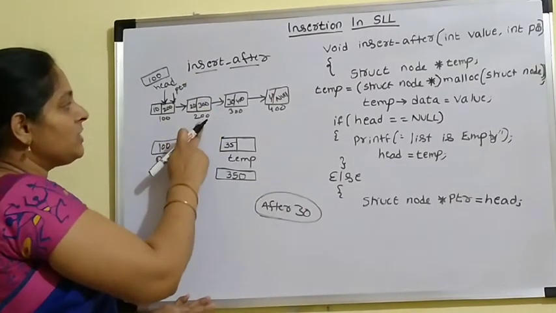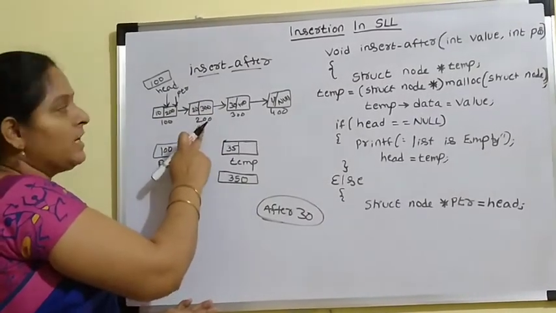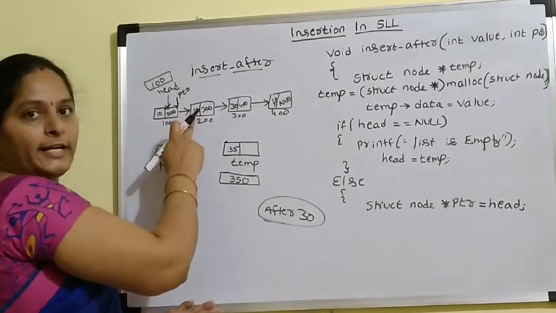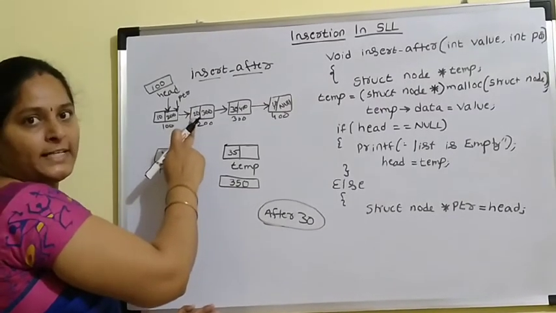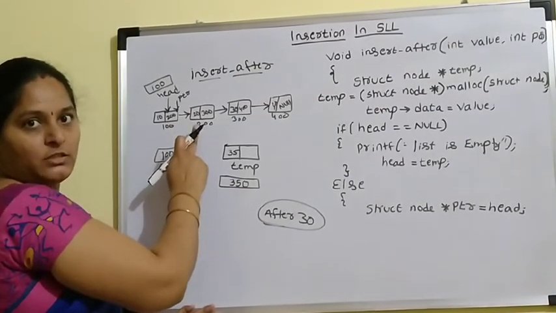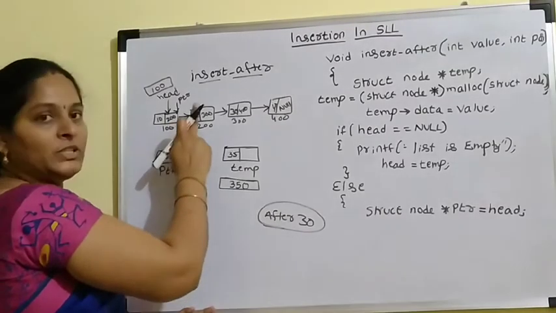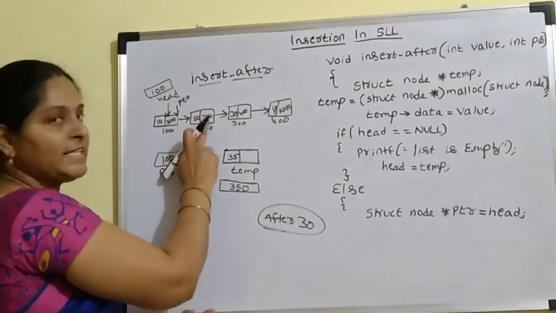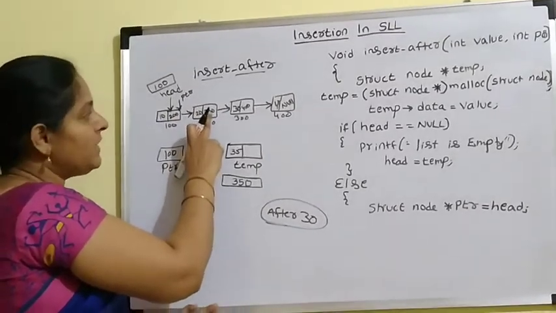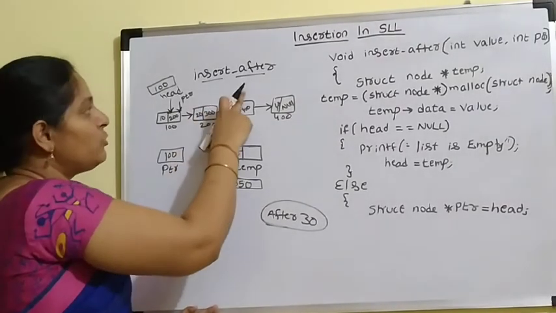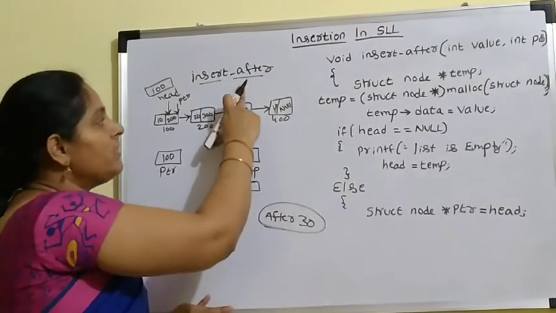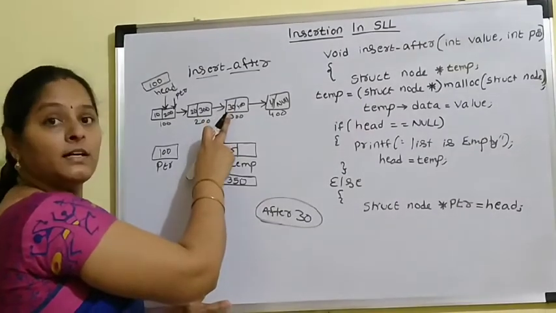So ptr comes to this second index. Now compare ptr data. ptr data is 20. This is not our position, right? So move ptr to the next position by taking the address from the next field of the node. So next field address is 300. So move ptr to the 300. Now here ptr data is 30.